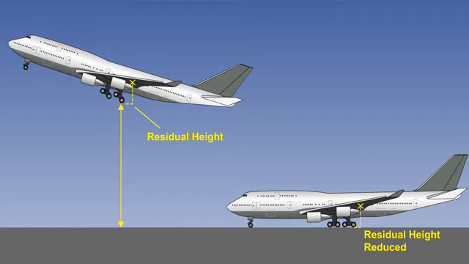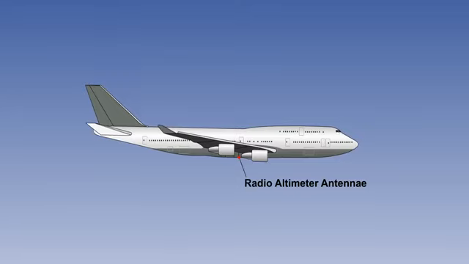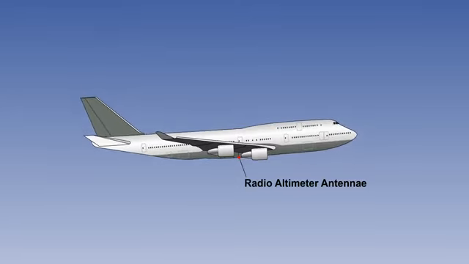The height difference between the antennae on the fuselage and the bottom of the trailing wheels on the main landing gear bogies at touchdown is known as the residual height. There are 4 basic elements which determine residual height. The first is the aircraft's size. Next is the aircraft's attitude at the point of touchdown.